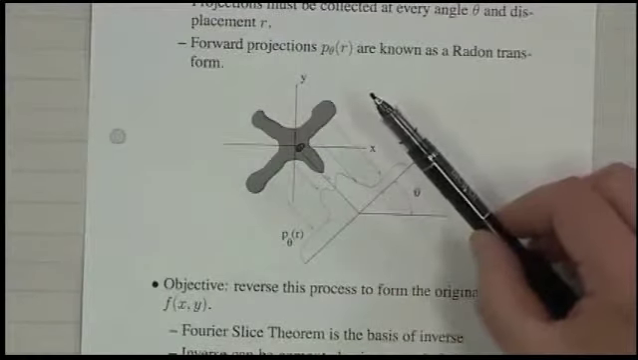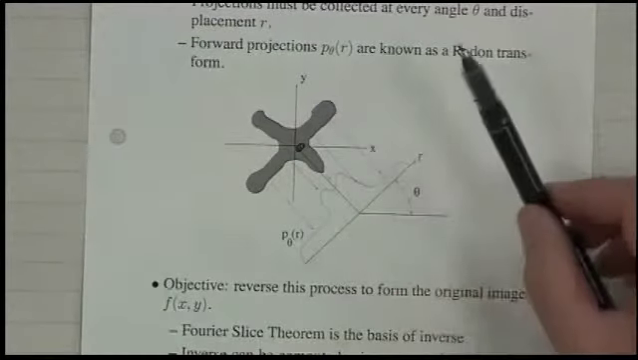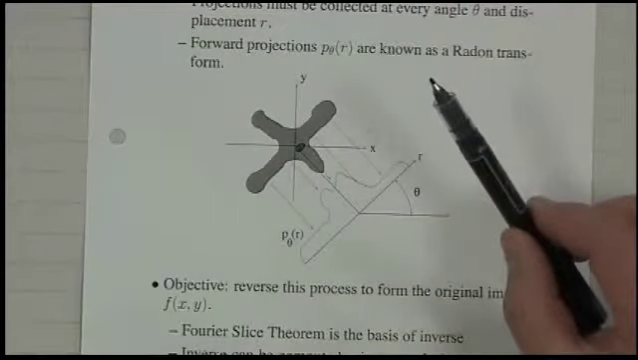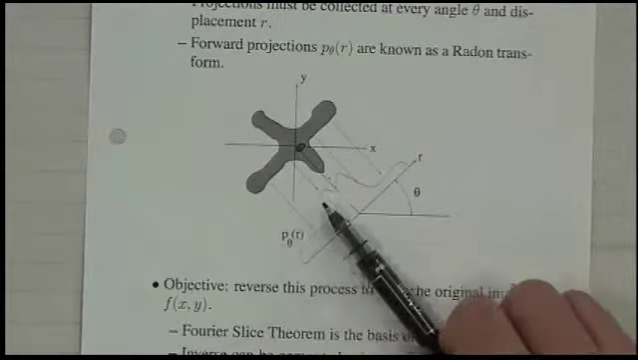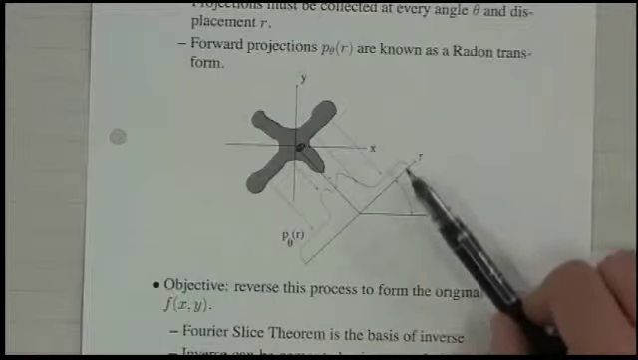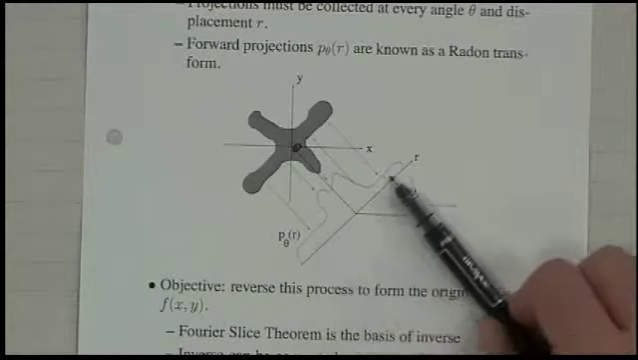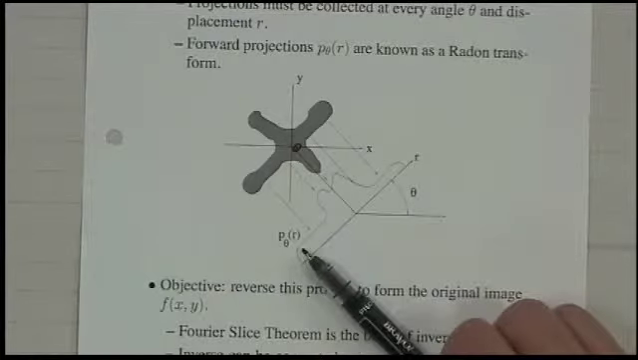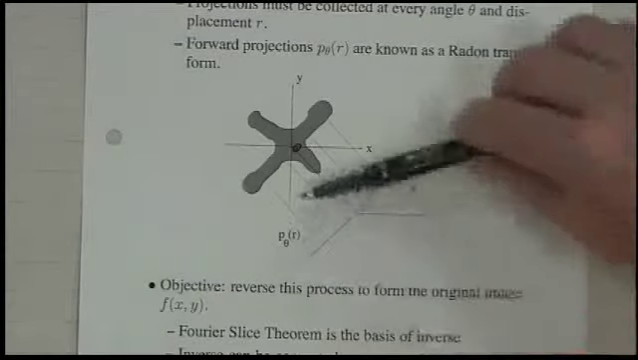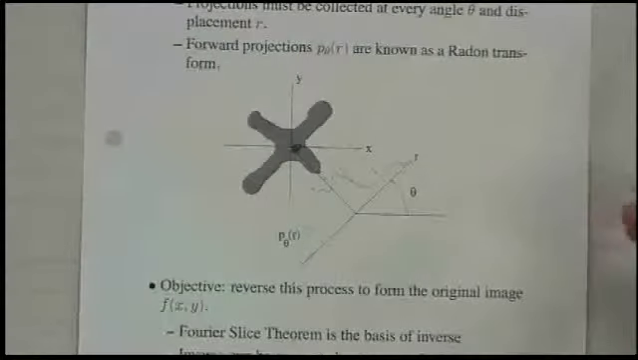Now, what's density? What's line? What does this mean? I'm going to be more specific in a moment, but I'm giving you the general idea. If you get the projection through the object at every angle theta, you get a 1D image of projections. And if you have that at every angle, then you can reconstruct the image.